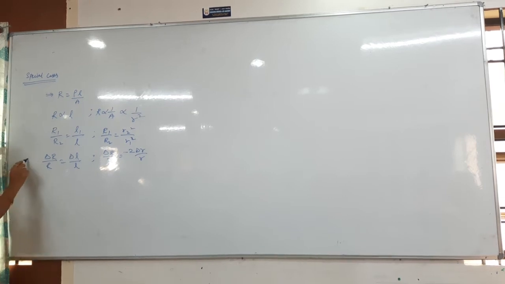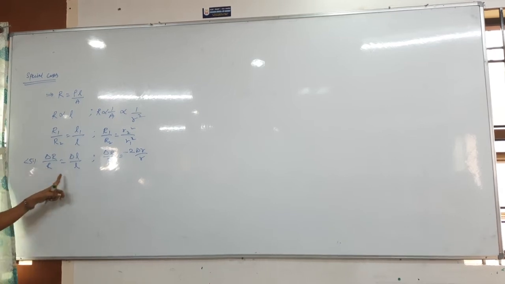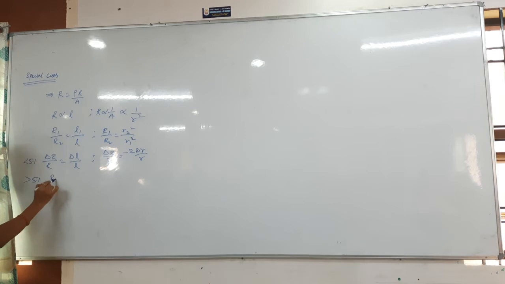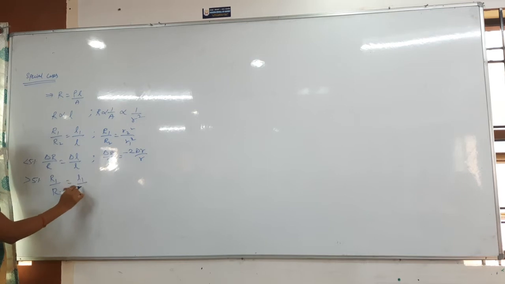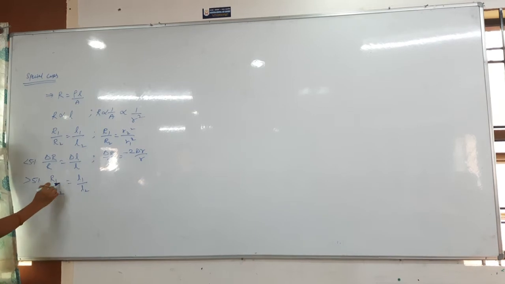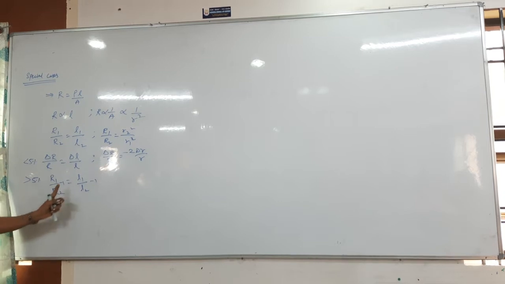Whenever it is less than 5, do you remember that? I have said so many times in the percentage problems. This methodology will be applicable only when the percentage change is less than 5. If it is more than 5, then what do you have to do? I will tell you how to find the percentage change. So R1 by R2 for this one directly comes, R1 by R2 is equal to L1 by L2. And here to get the percentage change, take minus 1 here and minus 1 here. Listen, this is a trick. So R1 by R2 is directly proportional to L1 by L2.